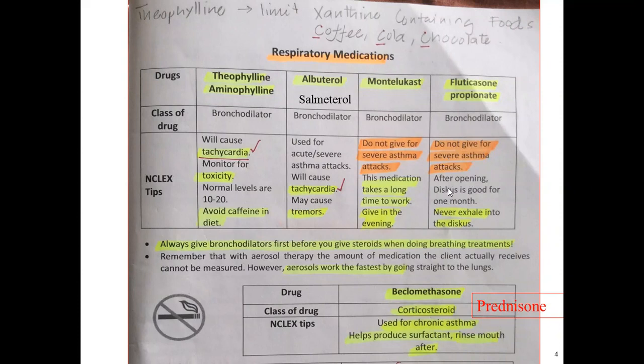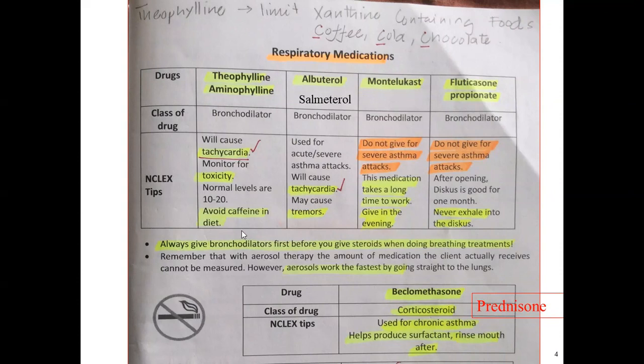It is also very important, if your patient takes Fluticasone, after using it, tell your patient to rinse the mouth, wash the mouth, right? Some of the medication, bronchodilators, can cause dry mouth. If your patient complains about dry mouth, tell them to take sugar-free candy.